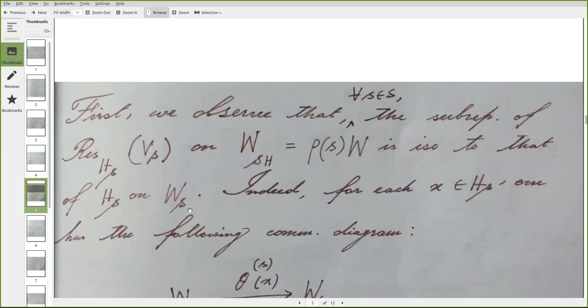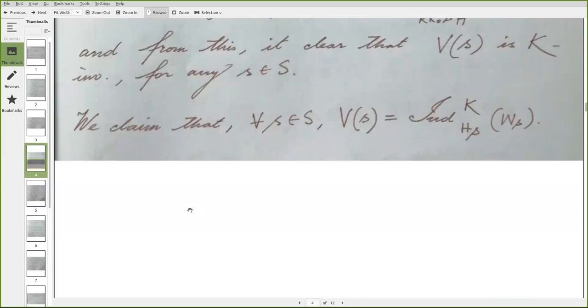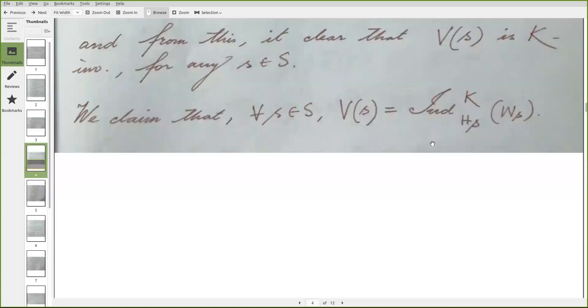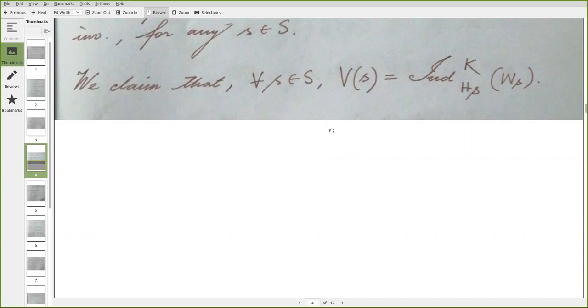So let me explain why this is so. As I said, we claim that Vs is induced by this. So in order to show that the representation of K on Vs is the representation induced by Ws, first we have to show that VS contains an HS invariant subspace such that the subspace is isomorphic, as representations of the group HS, to the representation of HS on WS. First, we have to prove that.